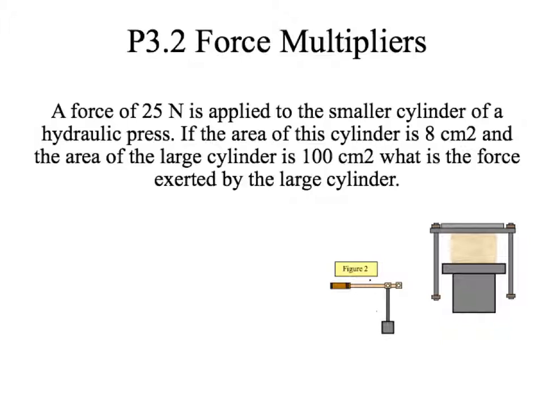Now, as you can see, the question says a force of 25 newtons is applied to the smaller cylinder of the hydraulic press. So that's that one there. That's the force of 25 newtons, and you've got an area of 8 centimetres squared. It wants you then to calculate the force acting on a larger cylinder. The larger cylinder's got 100 centimetres squared area.